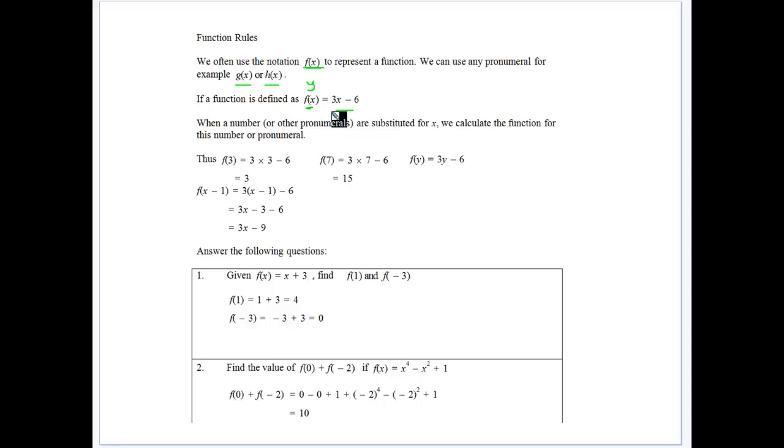And basically when we do that, if we substitute x with another number, so putting 3 in for x, the x here gets substituted as well with that number. So you notice the 3x minus 6, when we substitute 3 it goes 3, when it substitutes 7 it becomes 7, substitute y becomes y. Or even if we substitute x minus 1, we get 3 lots of x minus 1. So the x becomes x minus 1 because that's what we're substituting. Minus 6, and then we simplify. That's what we're looking to do with this notation.